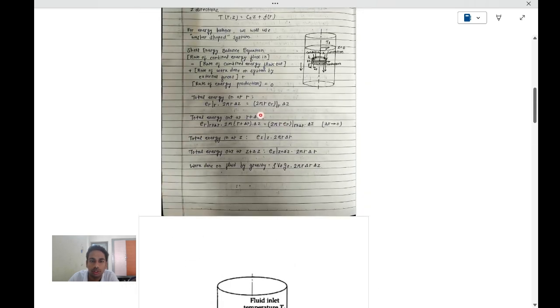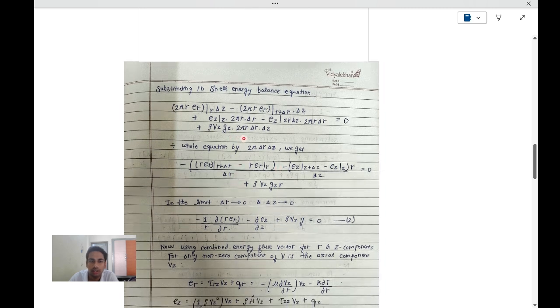Now, substituting these equations in the shell energy balance equation, we will get 2 pi r Er at r into delta z minus 2 pi r Er at r plus delta r into delta z plus Ez at z 2 pi r delta r minus Ez at z plus delta z 2 pi r into delta r plus the work done by gravity will be equal to 0.